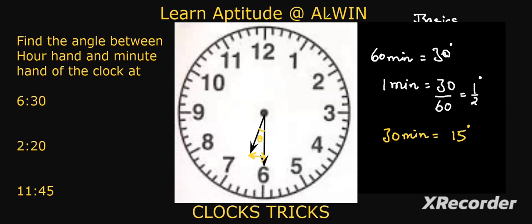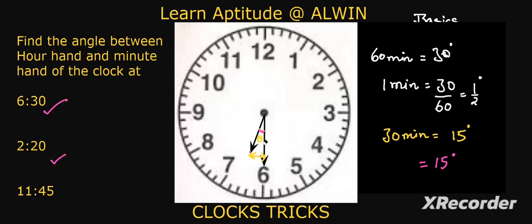This means that this is my answer. In these 30 minutes, the hour hand has moved 15 degrees. That means now the distance between my hour hand and minute hand is 15 degrees. That is the answer. Let's solve one more of this sort.